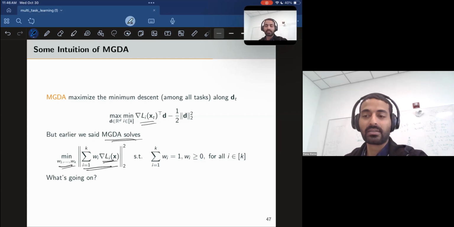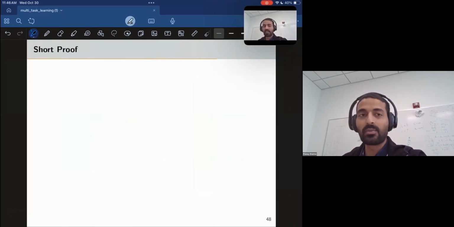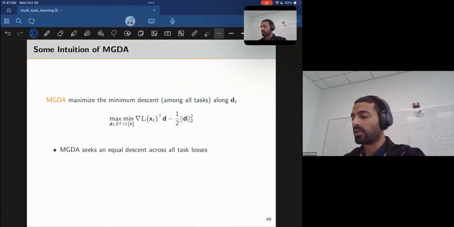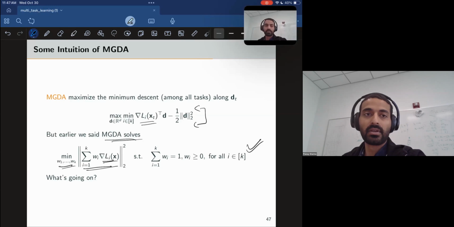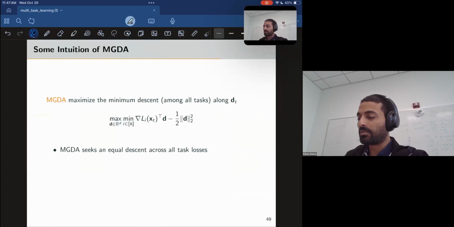So what is happening? Because I'm running out of time, I had one slide to discuss this proof, but I won't discuss it. I'll try to create a homework problem out of it. It's a relatively simple proof. It requires just one fact about optimization theory, which I'll give as a hint. So it turns out that these two things, trying to maximize the minimum descent and solving this problem, they are the same.